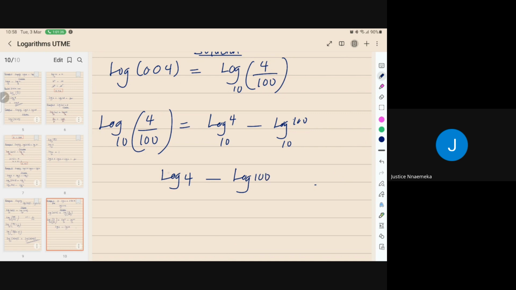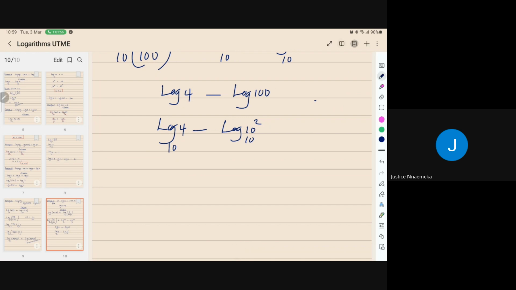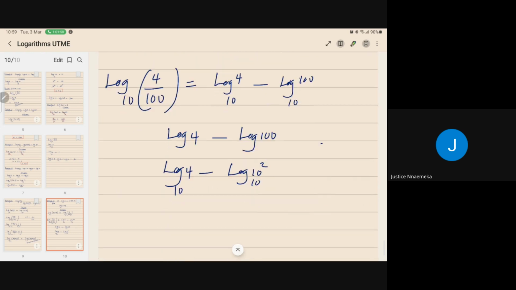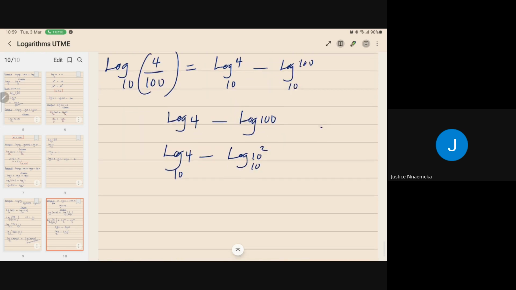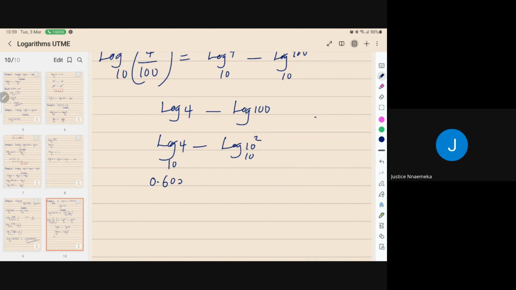Now they're giving us the value of log 4, but it doesn't stop there. We know that log 100 is the same thing as saying log 10 to the power of 2. Remember, here is log base 10 as well. 10 squared is 100. Do you agree now? So that said, it means that we're going to have log 4. They've given us the value of log 4 already. They said it's 0.6021. So this is 0.6021 minus, you can bring this 2 down here, 2 log 10 of 10.